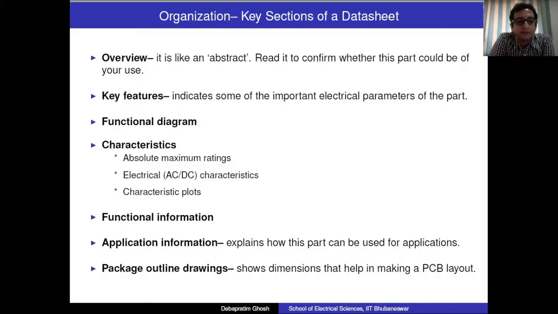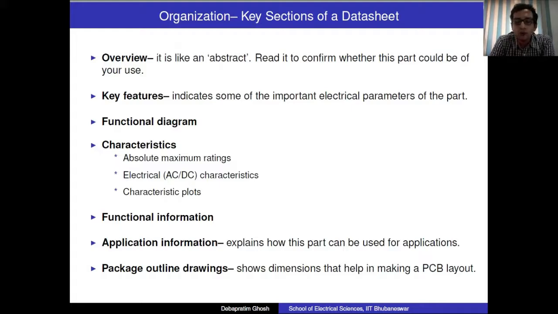And finally, last but not the least, comes the package outline drawings. That means, as you know, every different part or every different chip or some component is packaged in some way. Now, what are these packages, what are their sizes, what are the dimensions? These are very important information when you are going to use this IC or this part as part of a printed circuit board layout. You will know how much space it consumes, you will know how many pins it has, this kind of information. So having said that, we've completed what a datasheet involves.